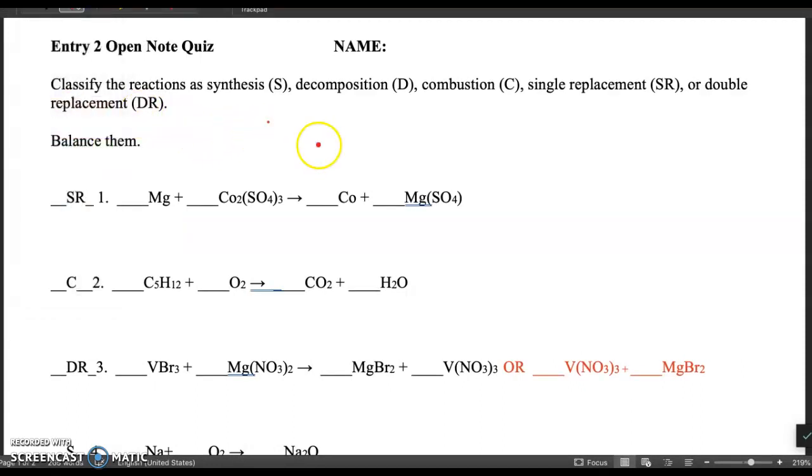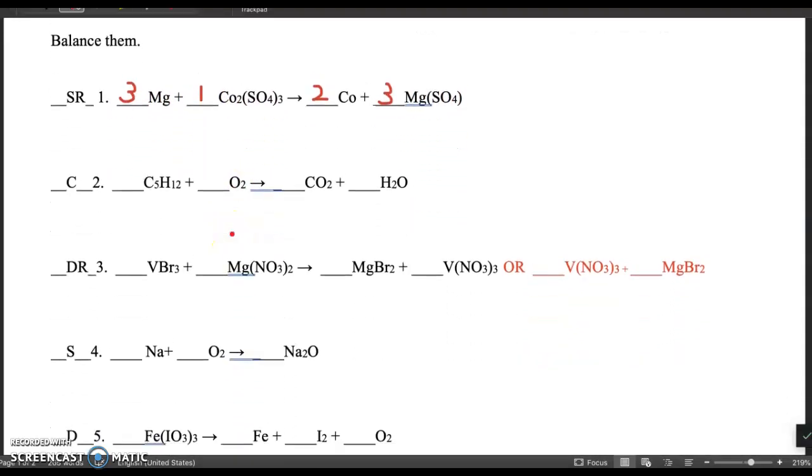So what I got here now is 2 COs, 3 SO4s. I could choose either of those to go with. Say I just start with COs. And I need 3 SO4s, so I need a 3 there. 3 SO4s gives me 3 Mgs. Need 3 Mgs, and then that would be a 1. Remember, you can leave them blank if you want.